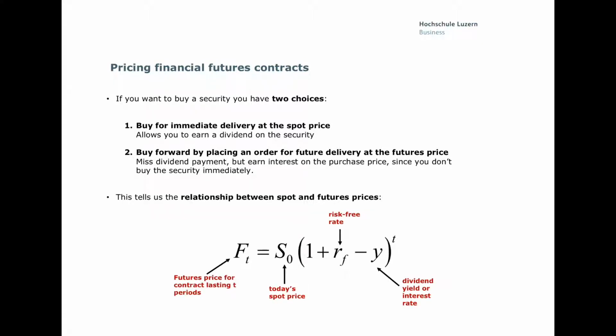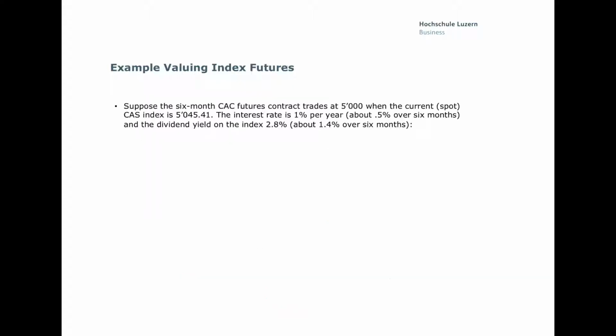Based on these arguments, the relationship between spot and futures prices is as follows. The futures price for a contract lasting T periods, denoted F_T, equals today's spot price S_0 times (1 plus the risk-free rate minus the dividend yield) to the power of T. The next example shows how and why this formula works.